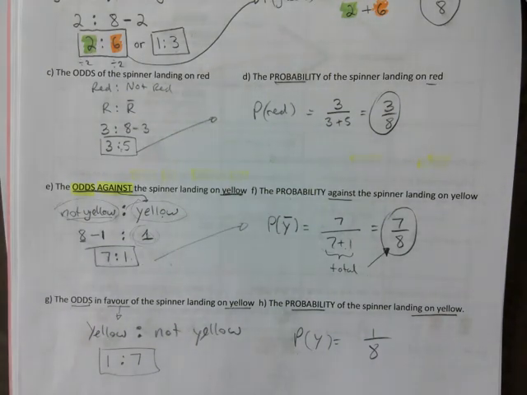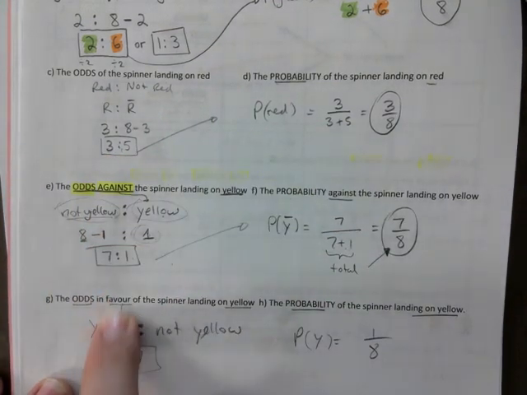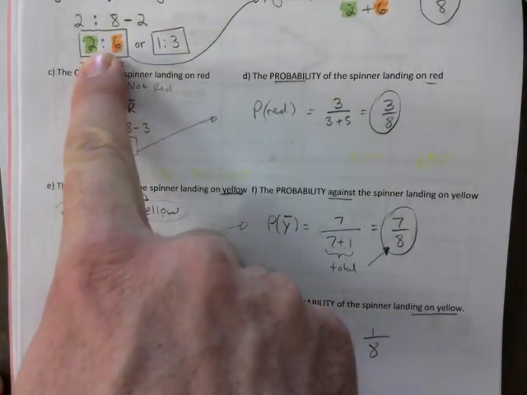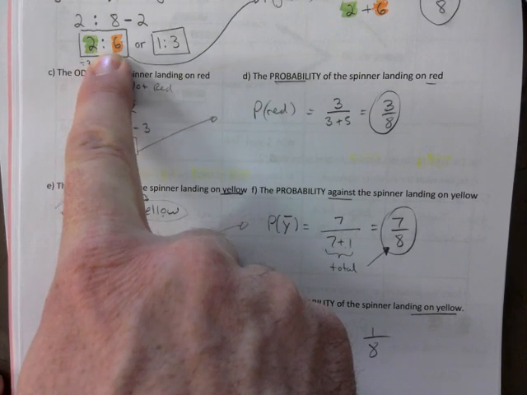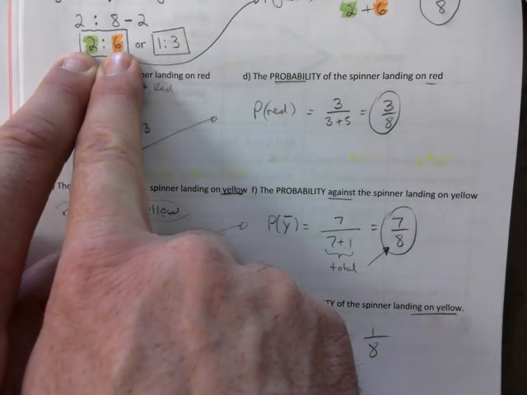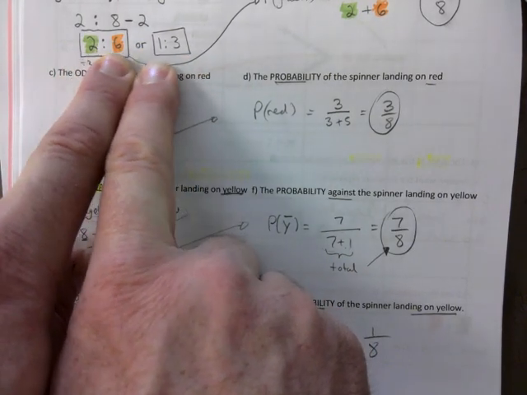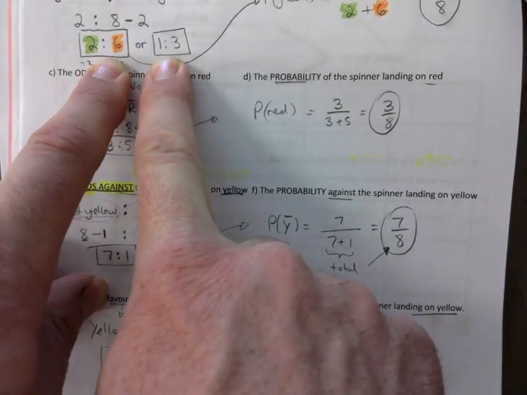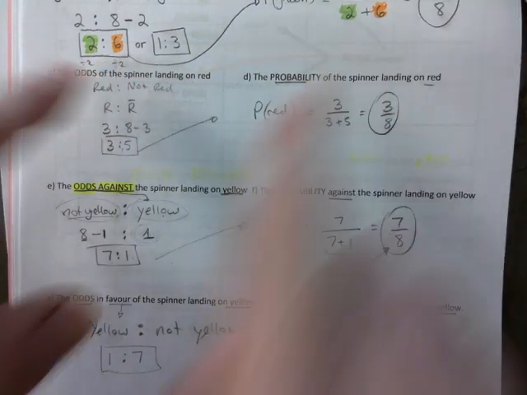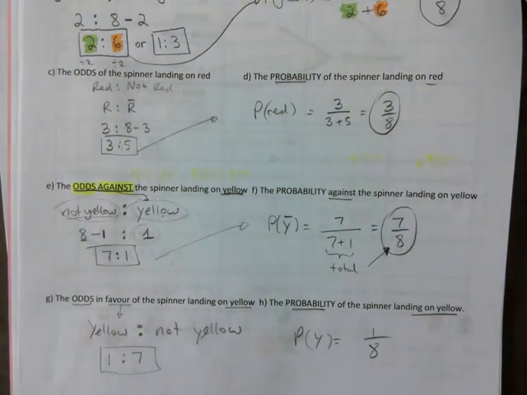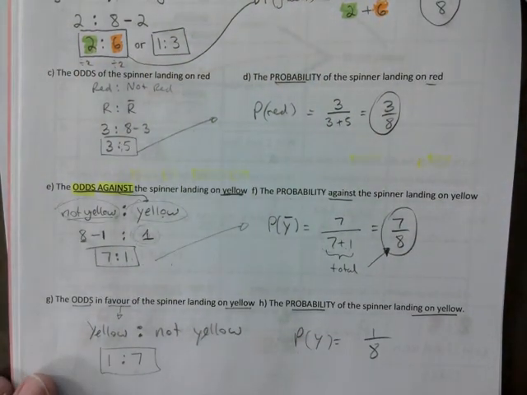I talked about reducing ratios. Ratios, that's what odds are written as. That's a format. These are all ratios here. But we can divide both of them by 2 and then get our 1 to 3, right? Either one of these you could have used to come up with the probability. It doesn't matter. They're both right.